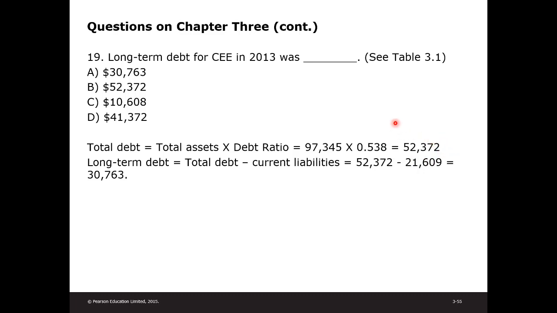Then we can come up with the long-term debt by subtracting the current liabilities from the total debt, which have been calculated here. So 52,372 minus 21,609, which is the total current liability, will give us the long-term debt, which is 30,763. So the answer here will be A. So easy, but we need to concentrate and memorize the ratios.